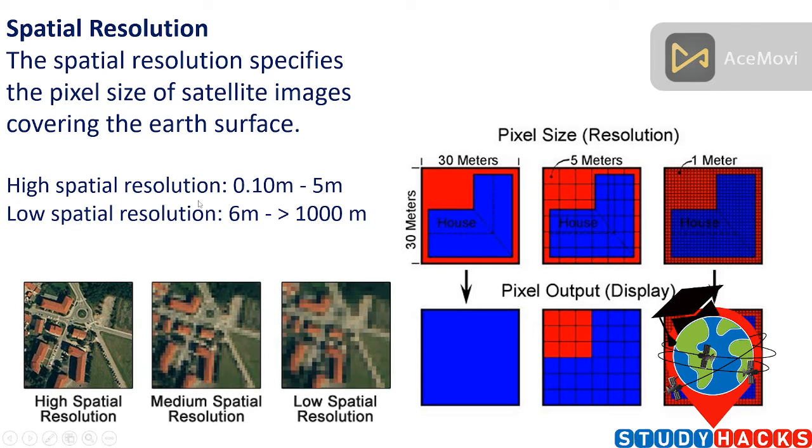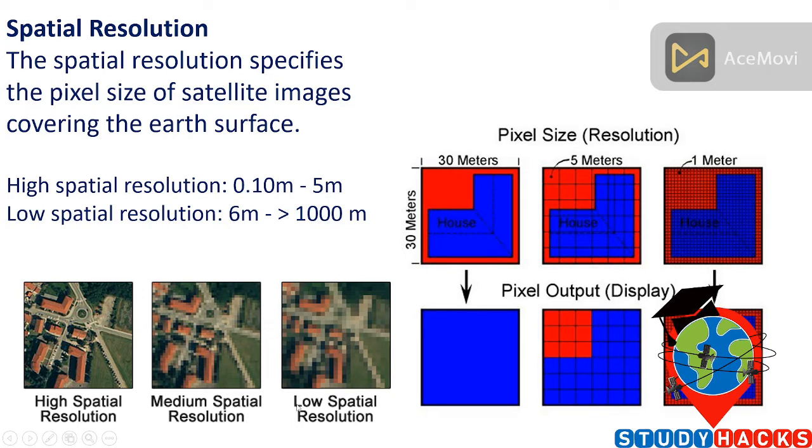So here you can see the quality. With high spatial resolution, we can get very clear satellite images. All of those features we can easily identify from here. And we can get medium spatial resolution, so I can get this type of image, and with low spatial resolution I can get this type of image.